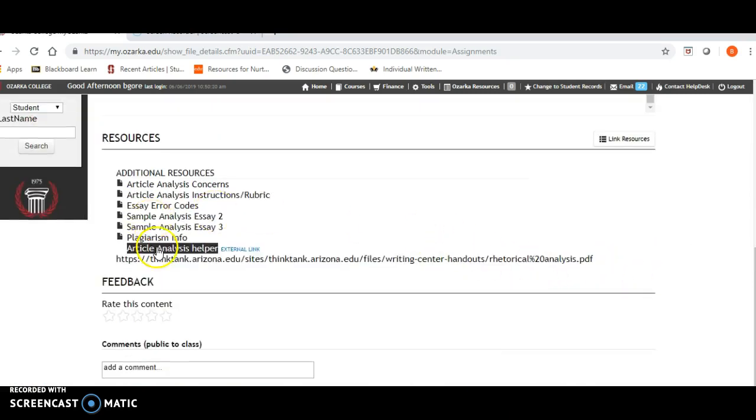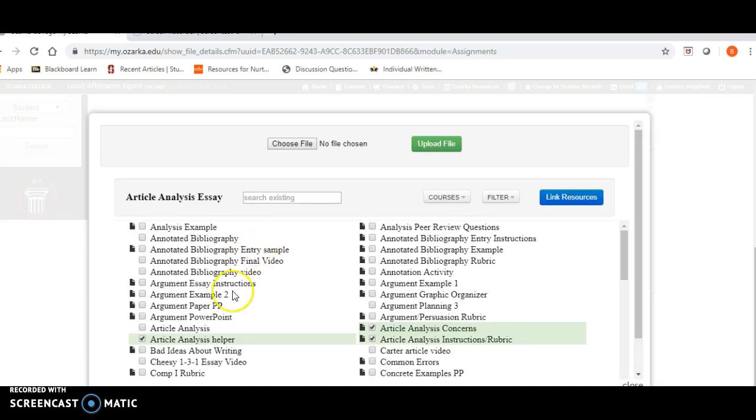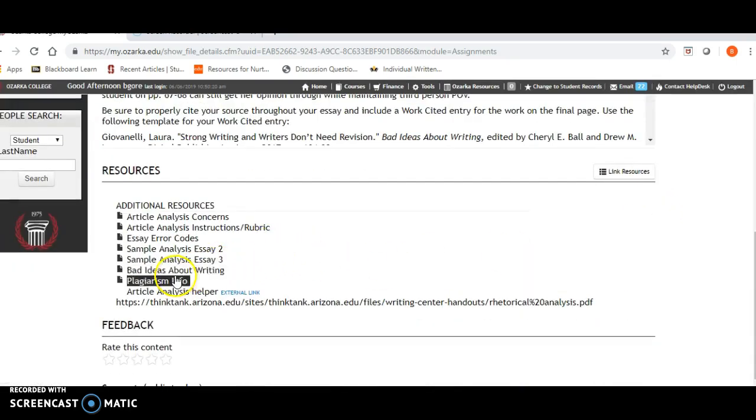All right. Oh, how do I not have the textbook linked here? Well, let's fix that. Bad Ideas About Writing. Okay, and so Bad Ideas About Writing. Let me take a sec to come up.